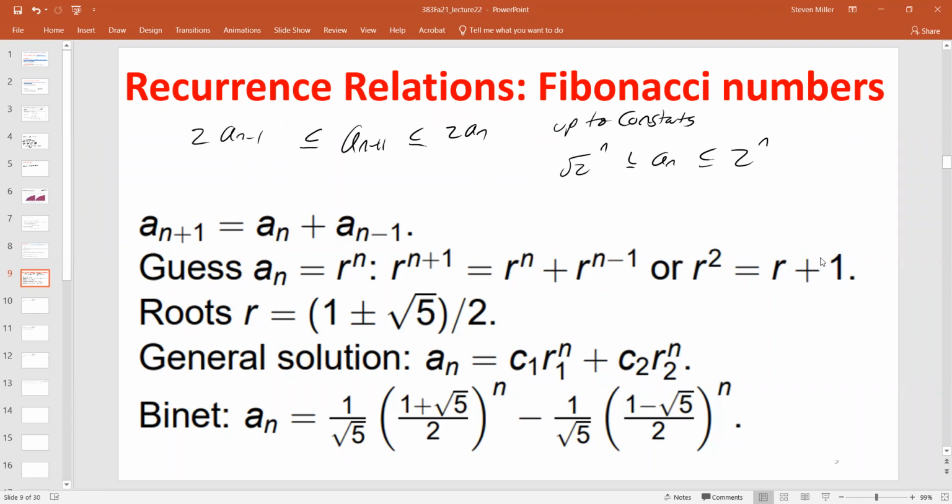And then you get r^2 = r + 1, or r^2 - r - 1 = 0. The roots are (1 ± √5)/2. And then what you notice is that if you have a solution, if I multiply a solution by 5 or 7 or 13, by any constant, it's still a solution. And if I take two solutions and I add them, it's still a solution. So the general solution is going to be any linear combination of the two roots to the nth power. And then if you just choose appropriately, in the special case when a_0 is 0 and a_1 is 1, then you get one of my favorite formulas in all of mathematics, Binet's formula.